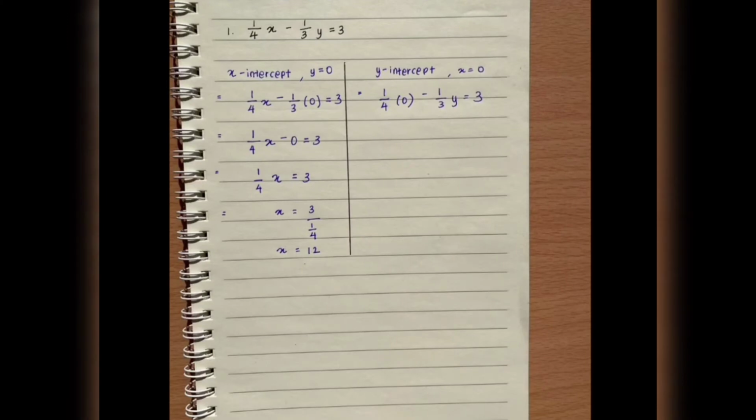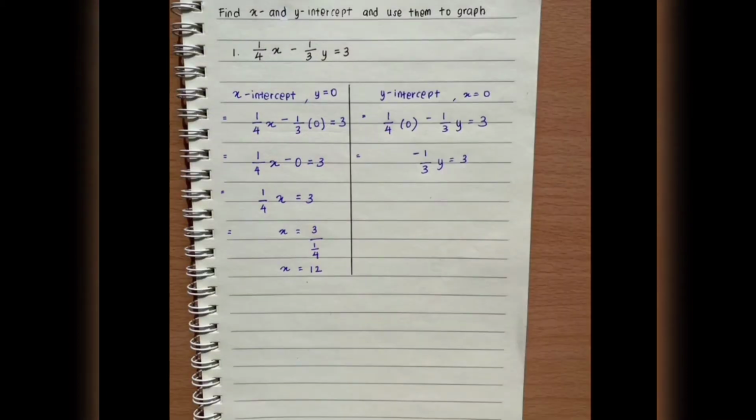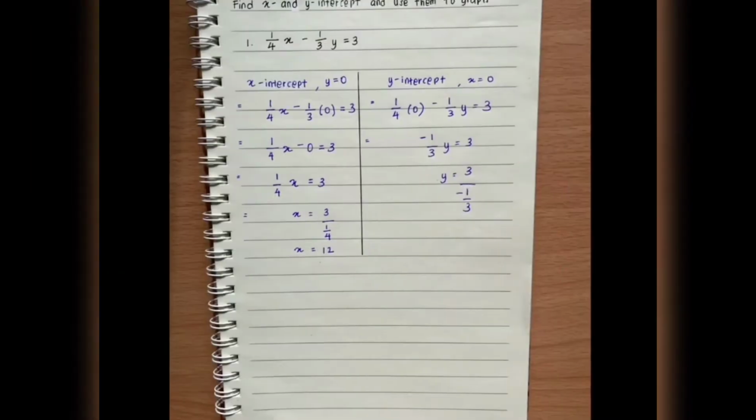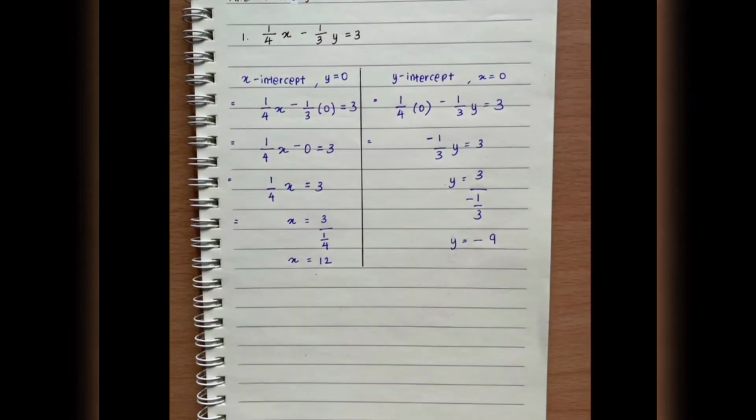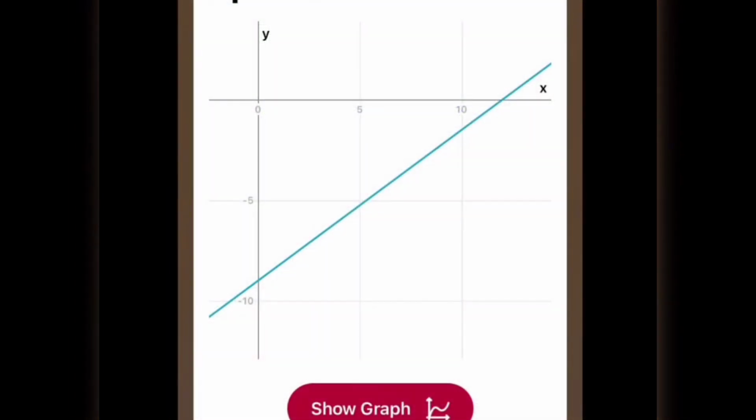To find y-intercept, substitute x equal to 0. Solve the equation for y. The value for y is negative 9. This is the graph for this equation.